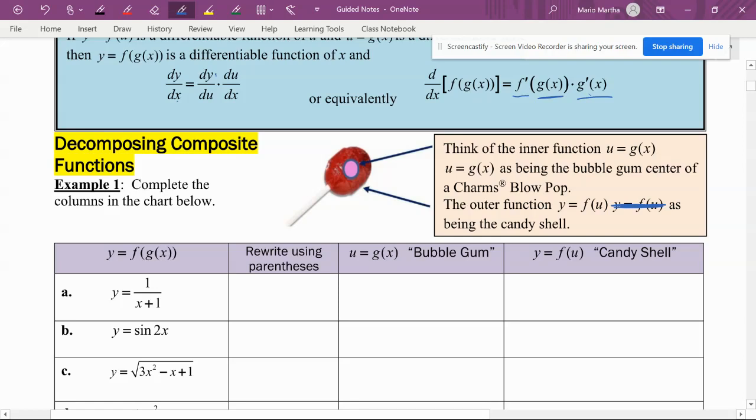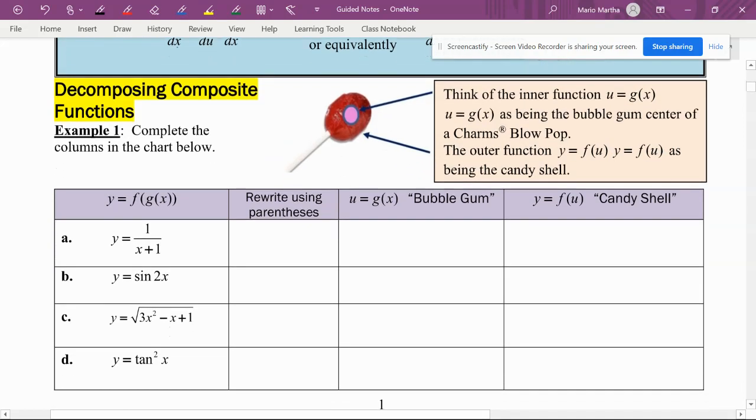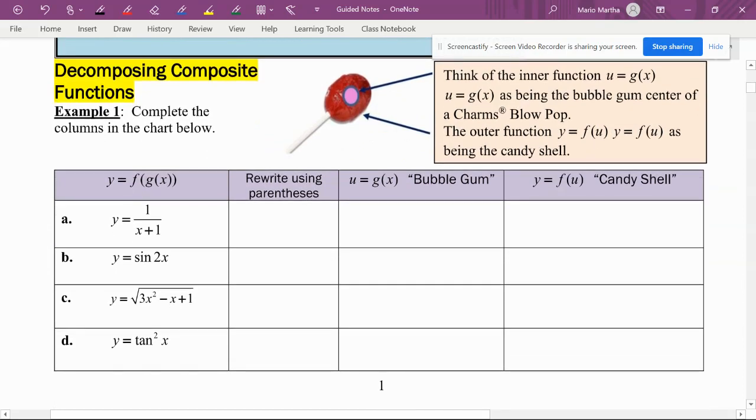So let's look at example 1 right here. Let's try to identify which ones are which. So y equals f of g of x, right? So we're looking for the internal function and the external function f, right? So f is the outer function, g is the inner function.